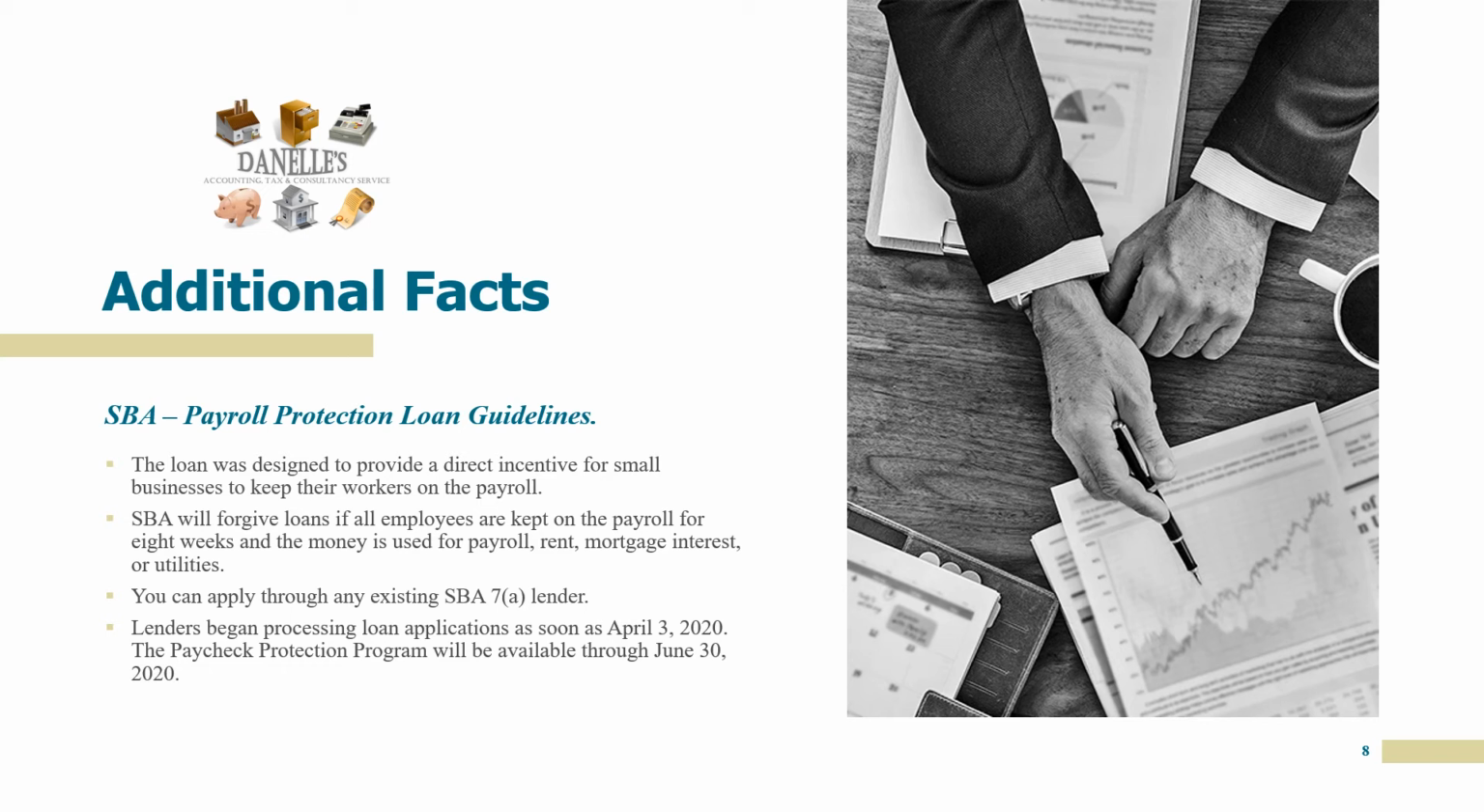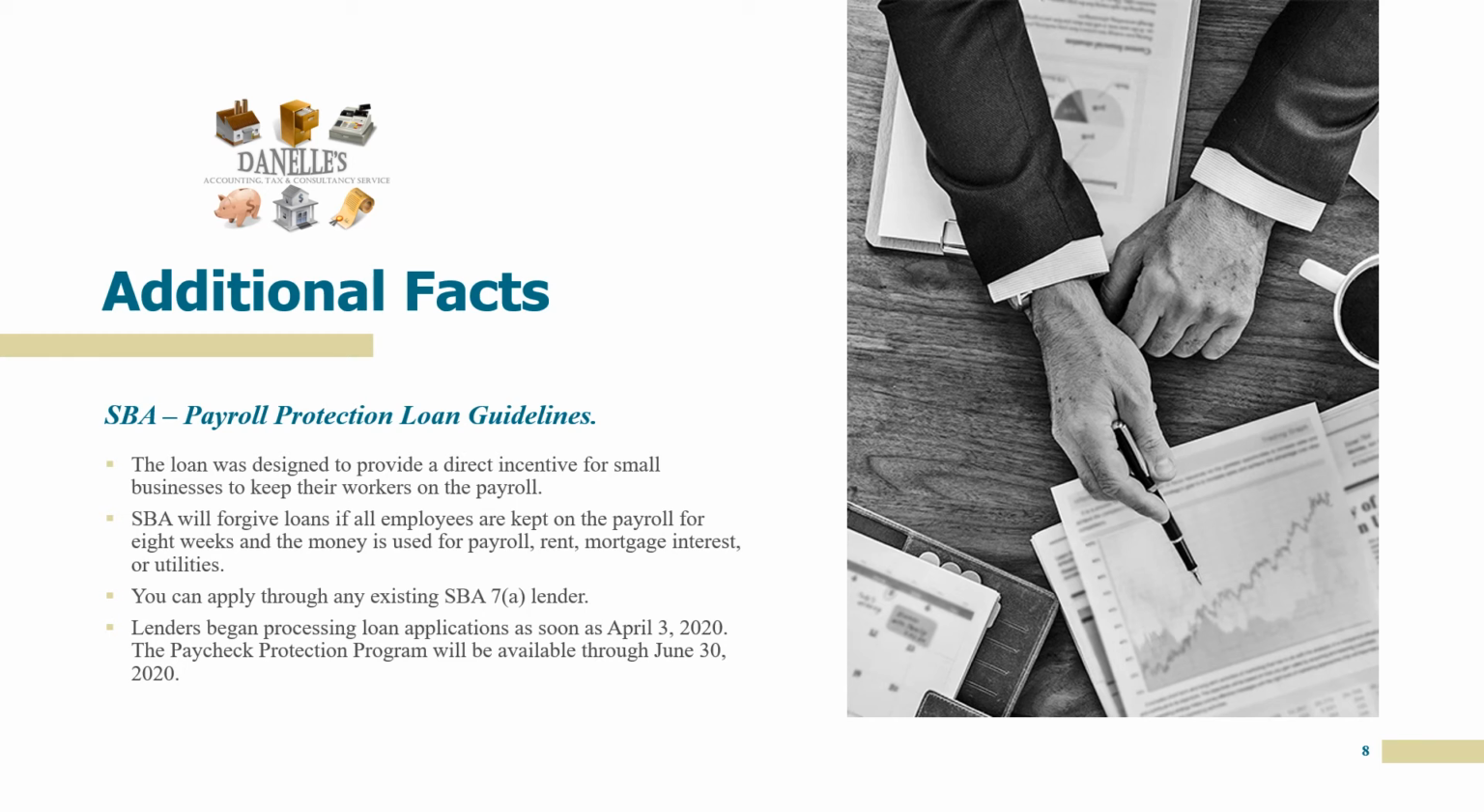So a lot of times those are banks or financial institutions that you may be familiar with. So a lot of times if you already have a bank that you bank with, that would be a good place to start to see if you qualify for the SBA Payroll Protection Program based on your business type and size. Lenders began processing loan applications, I believe, April 3rd of this year.